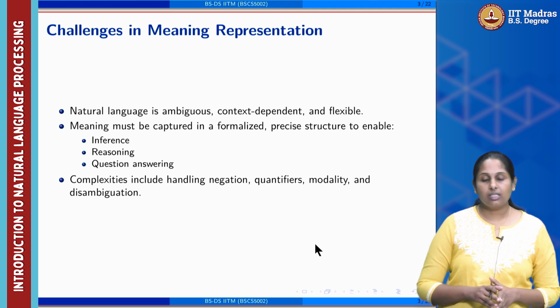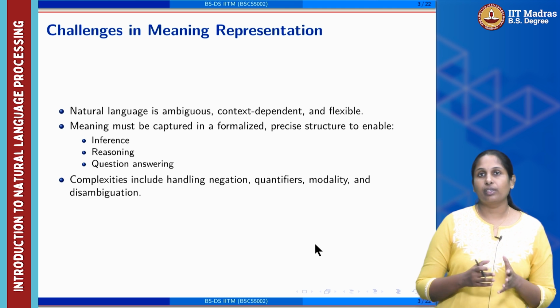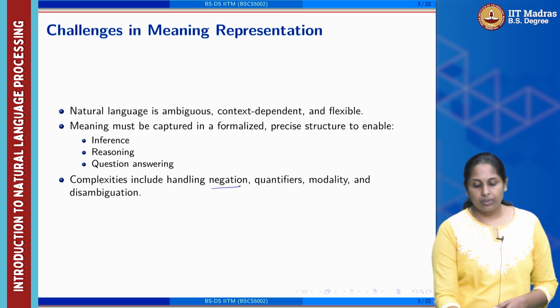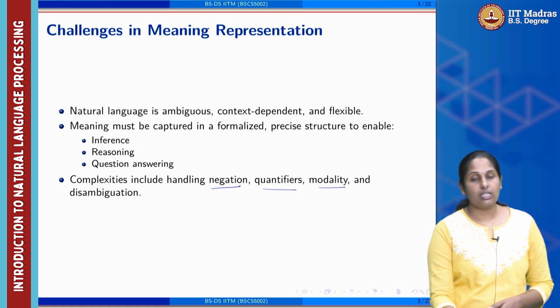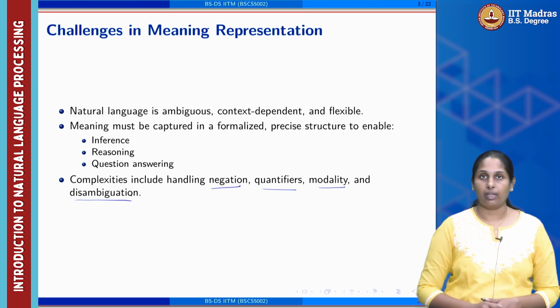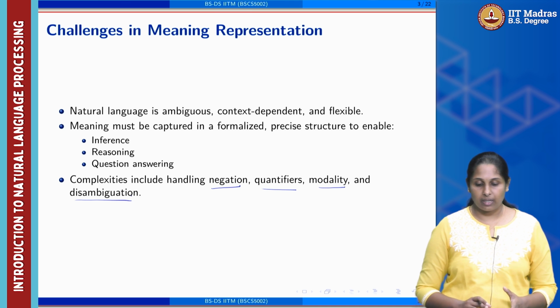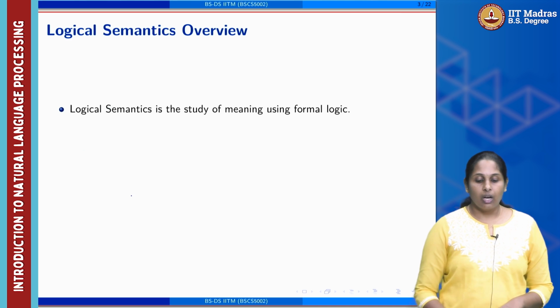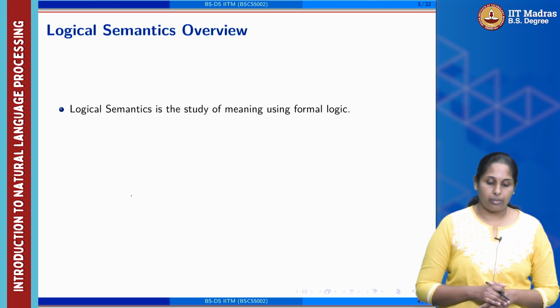Now, complexities include different kinds of linguistic structures the languages have, something like negation, quantifiers, modality and how to disambiguate them. So, all these things are bigger complications when we are working with meaning representation. And let us go with the logical semantics.